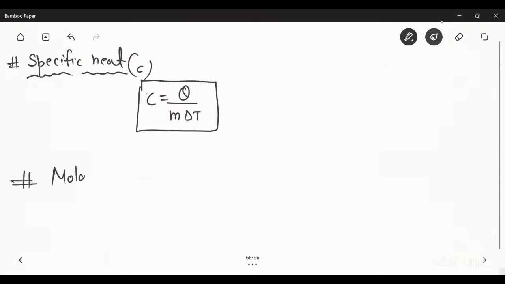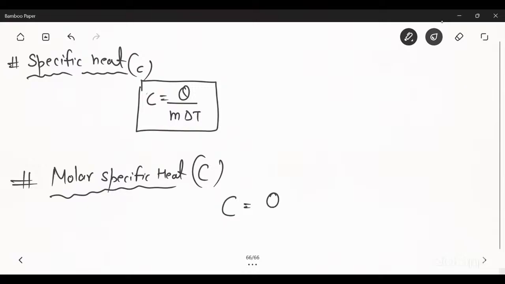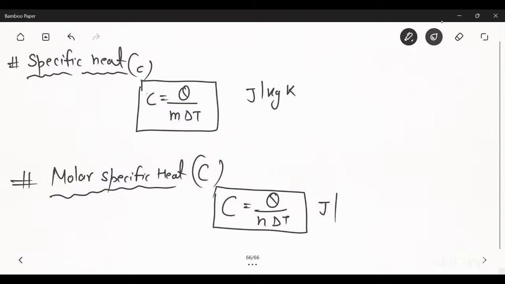molar specific heat. Molar specific heat is denoted by capital C. It is defined as the heat required to raise 1 mole of a substance by 1 degree Celsius. The unit of specific heat is joule per kg per Kelvin, and of molar specific heat is joule per mole Kelvin.